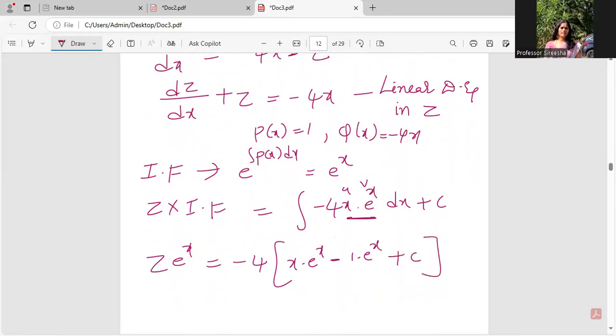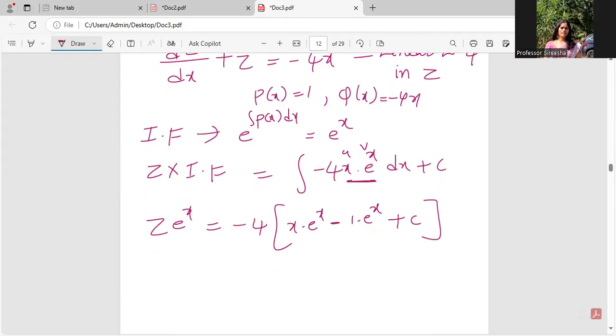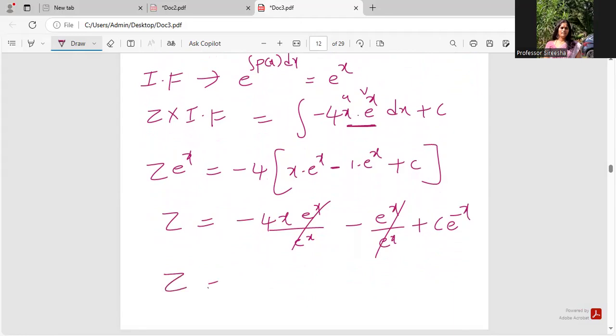Okay. I want the value of z. So I'll be keeping z here and taking the remaining terms towards the right. So minus 4x is what I'll be having. E power x by e power x, right? So both of them will go off. Here also e power x by e power x. Both of them will go off. C e power minus x will remain. So z value is what? Z is equal to minus 4x minus 1 plus c e power minus x.